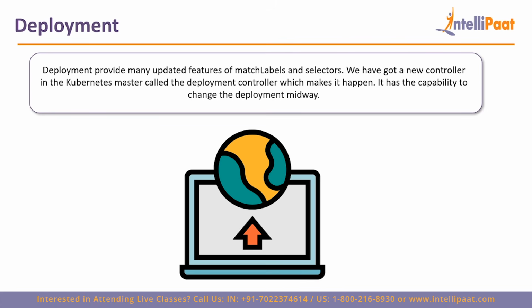So let's move along. Deployment provides many updated features, a lot of different things that your replication controller does not. In the Kubernetes master, the deployment controller basically makes all of these things happen, and it has the capability to change the deployment midway as well. You also have something called selectors and match labels to call an application. If you have to clarify all of these concepts, you have to visit that video.